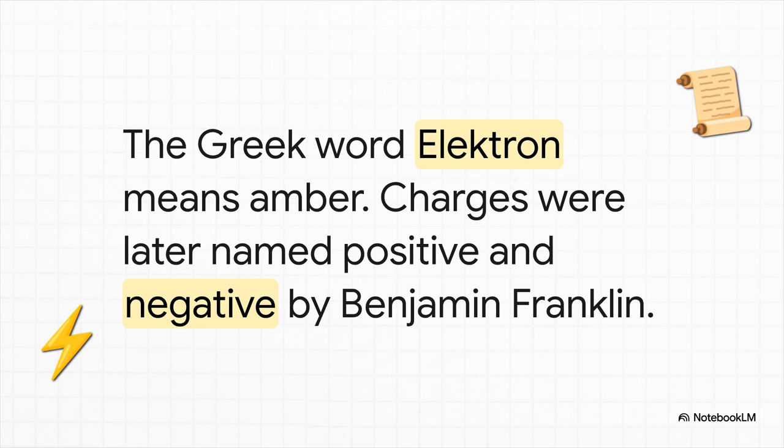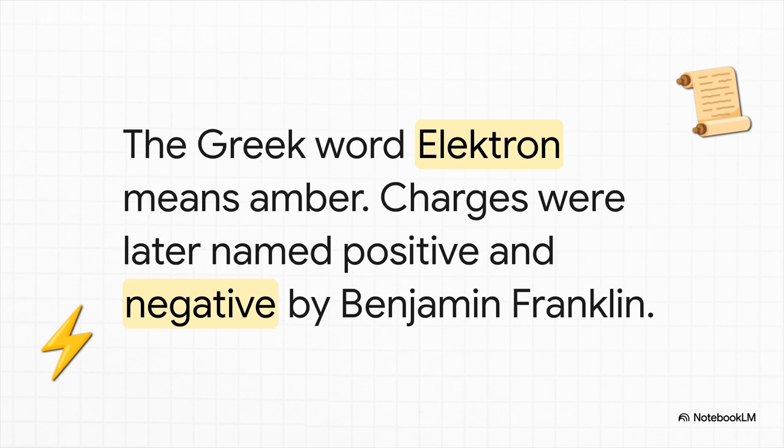Our modern understanding of all this actually traces its roots back thousands of years. Around 600 BC in Greece, Thales of Miletus noticed that if you rubbed a piece of amber with wool or silk, it would suddenly attract really light objects like straw. In fact, the very word electricity comes from the Greek word elektron, which literally just means amber.